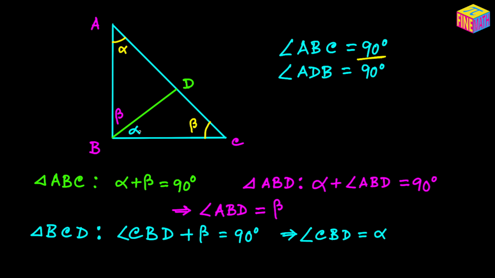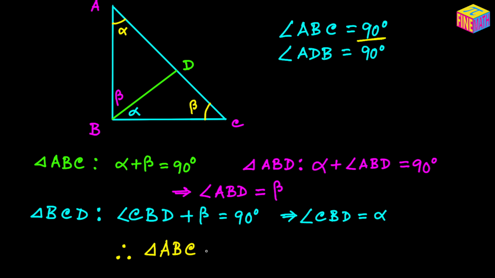Now you look at all three triangles. Each of the three triangles has a 90 degree angle, another angle as alpha, and the third angle as beta. That means their corresponding angles are all matching, right? They are all equal. That means all three triangles are actually similar triangles. So therefore we can say that triangle ABC is similar to triangle ABD, and that is again similar to the other triangle, which is BCD. I hope everything made sense so far.